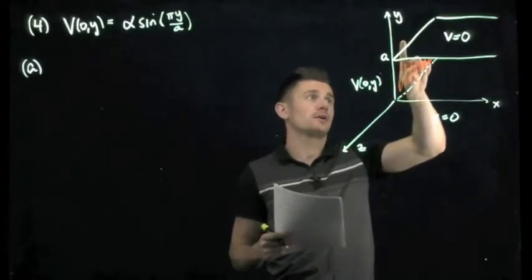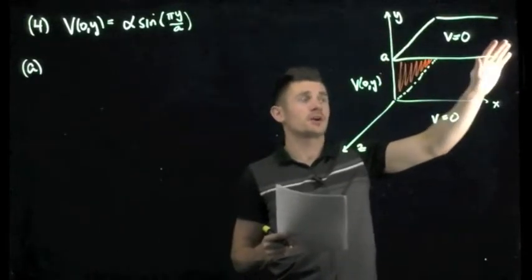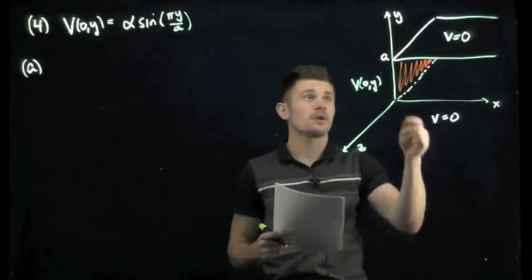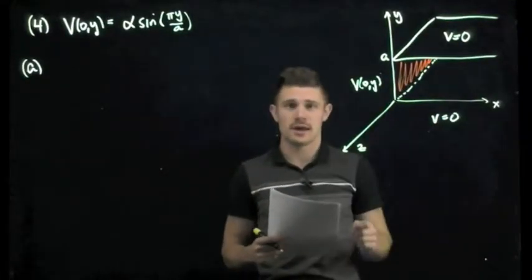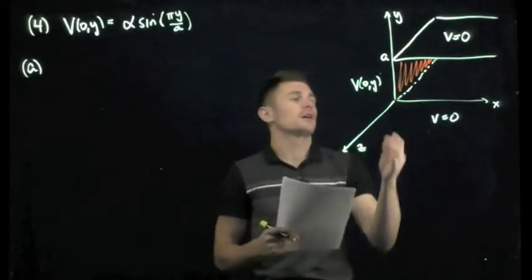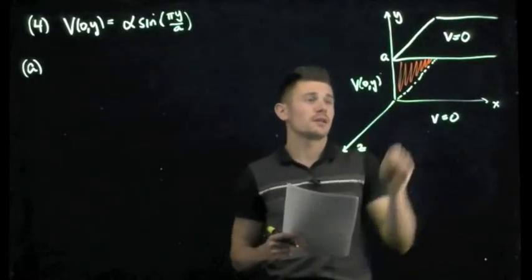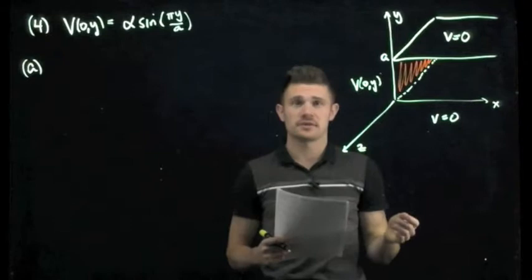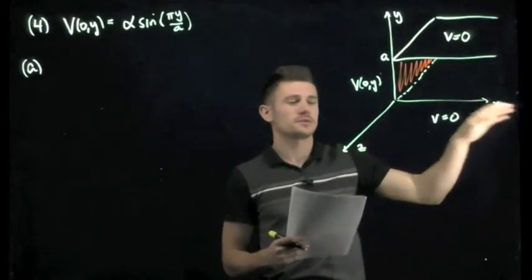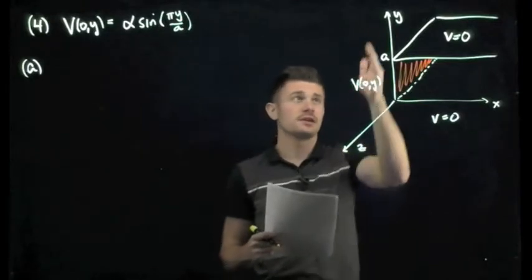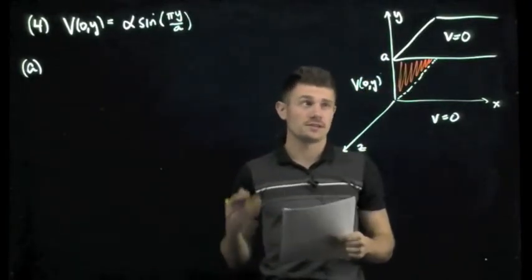We have an infinite conducting plane on the top, set to potential of V equals 0 at a position a in the y-axis. It extends out to infinity in the x-axis and in the z-axis. There's a similar conducting plane set at potential of V equal to 0 in the xz plane, so it extends again out to x equals infinity and z equals infinity at a position y is equal to 0.